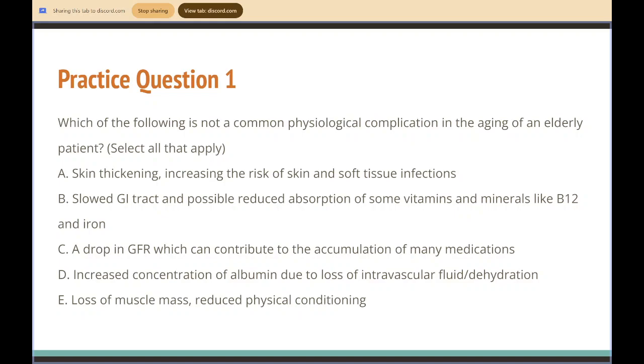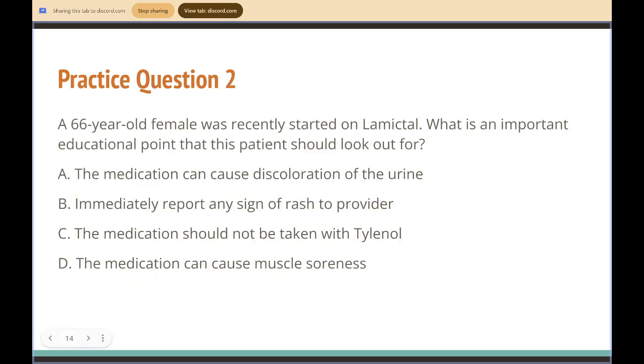Great question. I hope that clarifies it. You're welcome very much. Anyone have any questions or concerns for practice question one? All right. So we'll continue to the next practice question.